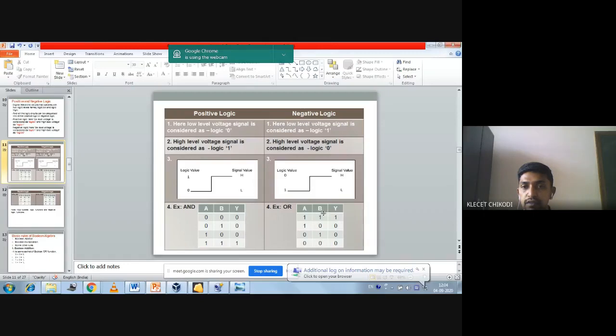I don't think you will find any differences, because for 0 0 you can see here, for the OR gate you are having 0, and similarly for the AND gate 0 0 you are having the output 0. Similarly for 1 1 you are getting 1.